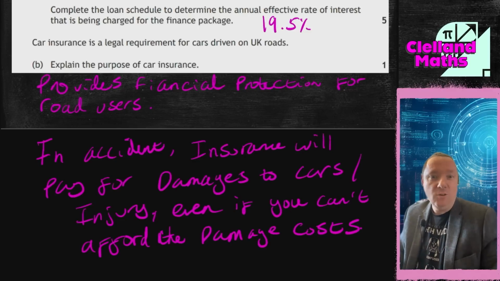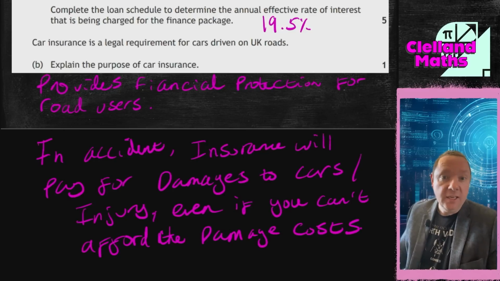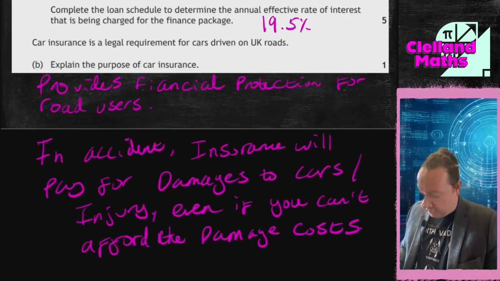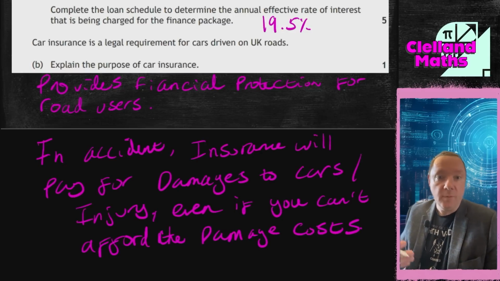You'll also get accidental damage cover. You'll get cover for fire, theft, vandalism, and obviously peace of mind. But the legal requirement really is that in the event of something happening like an accident, the insurance will pay for damages to your car or the other person's car, depending on who's at fault, and therefore it doesn't really matter if you can afford to or not, because cars are very expensive things. The insurance will cover it, and there we are.